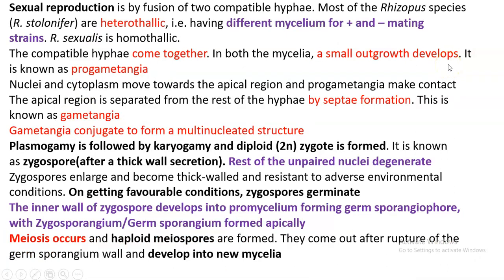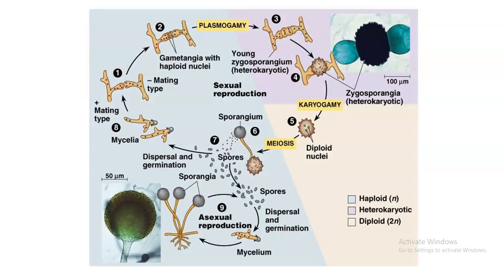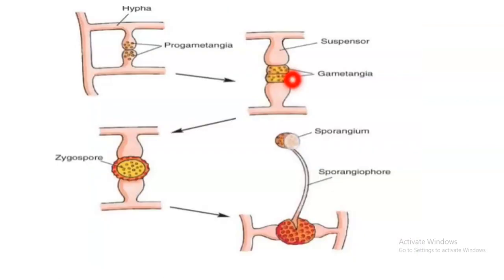Now this is the note for the sexual reproduction. I have explained everything. You can pause the video and write it. Now this is the same figure which I have explained, just taken from a different source, just in case you want extra clarity. These are easy-to-draw figures in the examination.